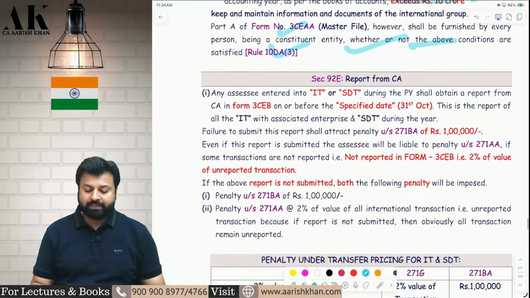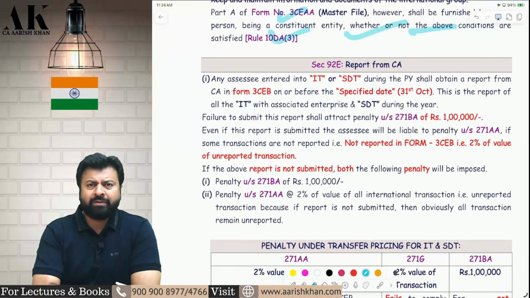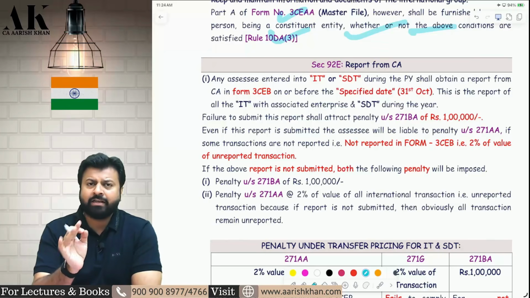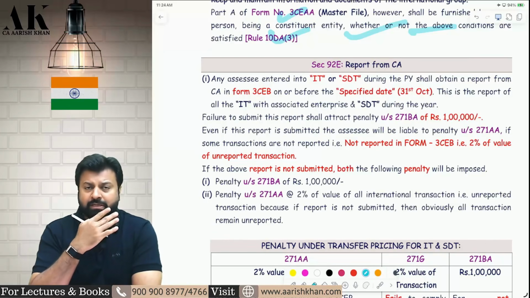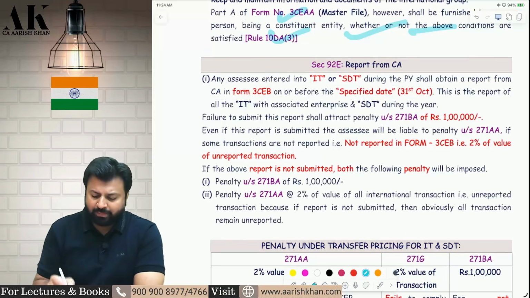Now let's go to the next section, 92E, which is very important. Very important academically for us and also practically. 92E, report from a chartered accountant. What does 92E say, sir? You have to take a report from a CA. Every person entering into an international transaction or specified domestic transaction has to take a report from a chartered accountant in Form 3CEB and file the report by 31st of October.